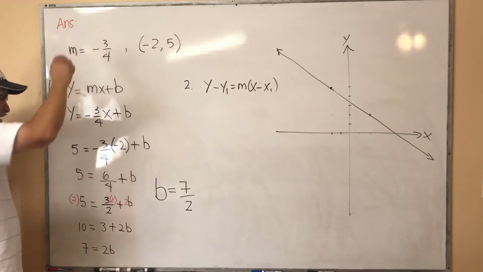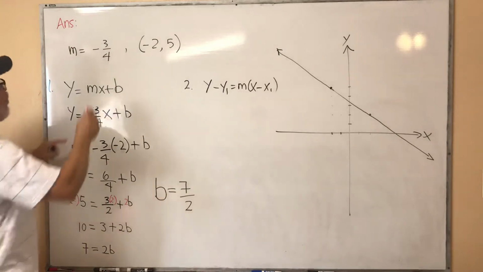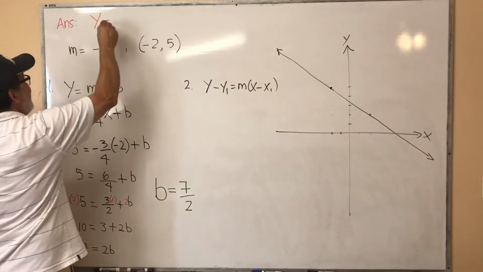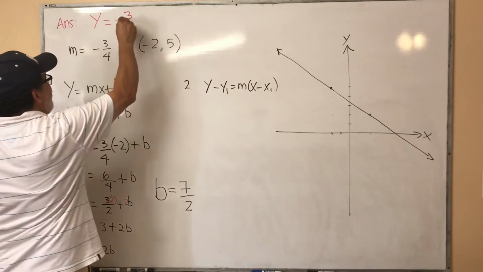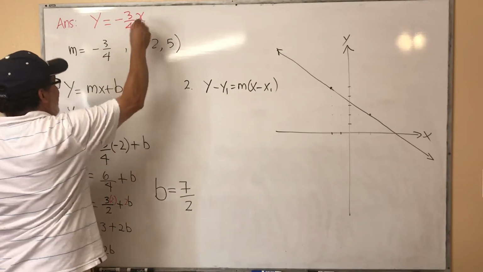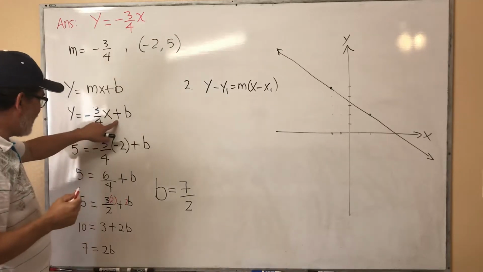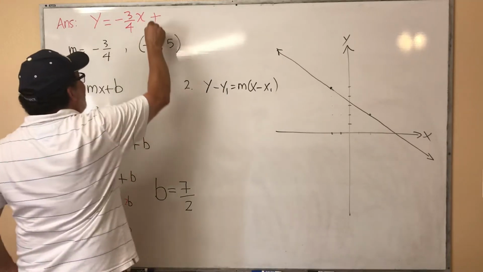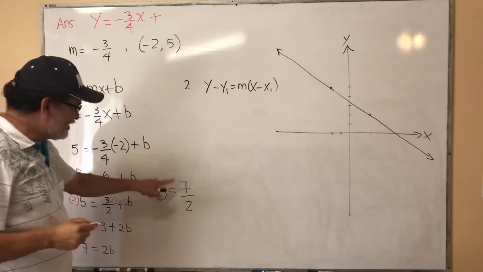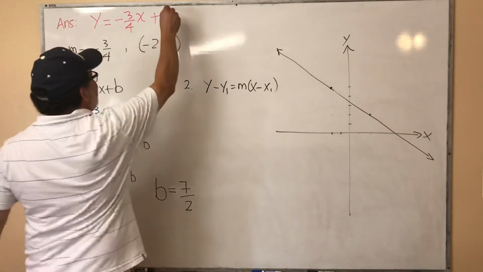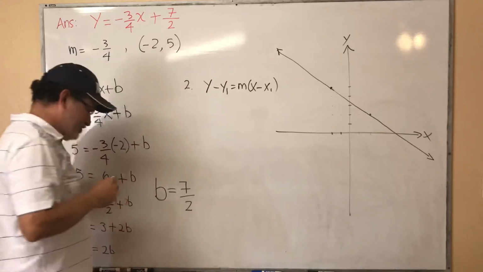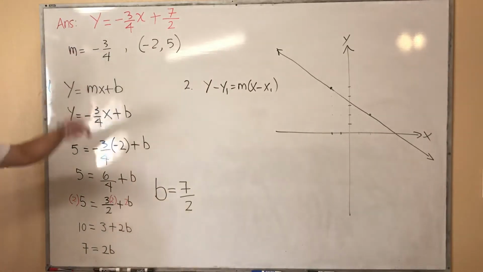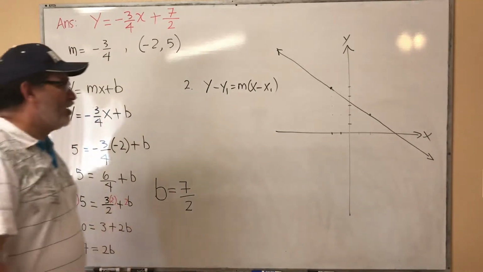So this is the answer. The answer is y equals negative 3/4 x plus b. And what is b? 7/2. 7/2. And that's the solution. Okay.